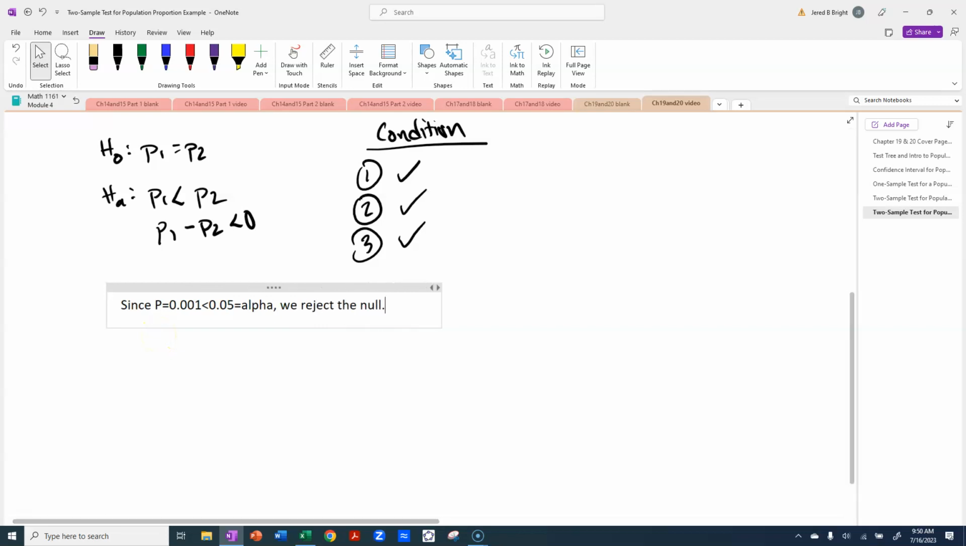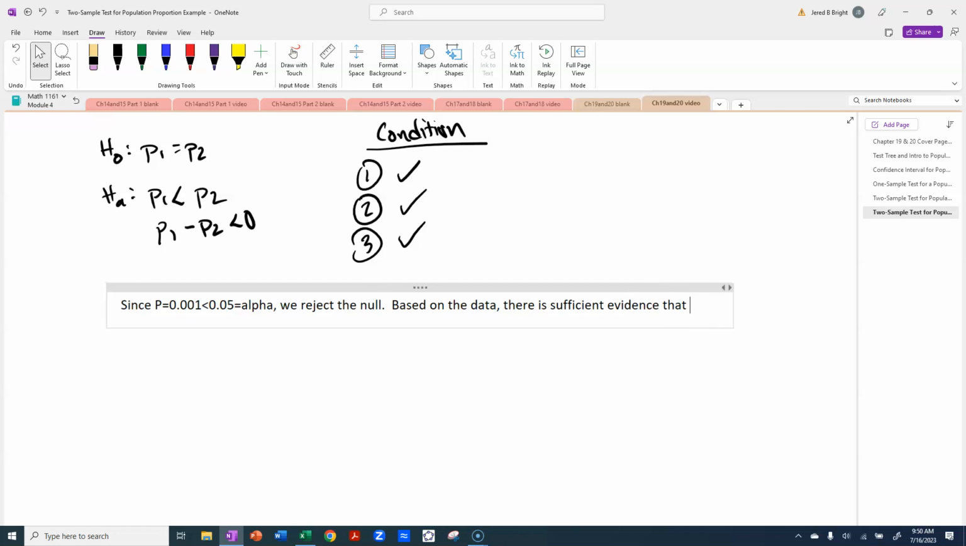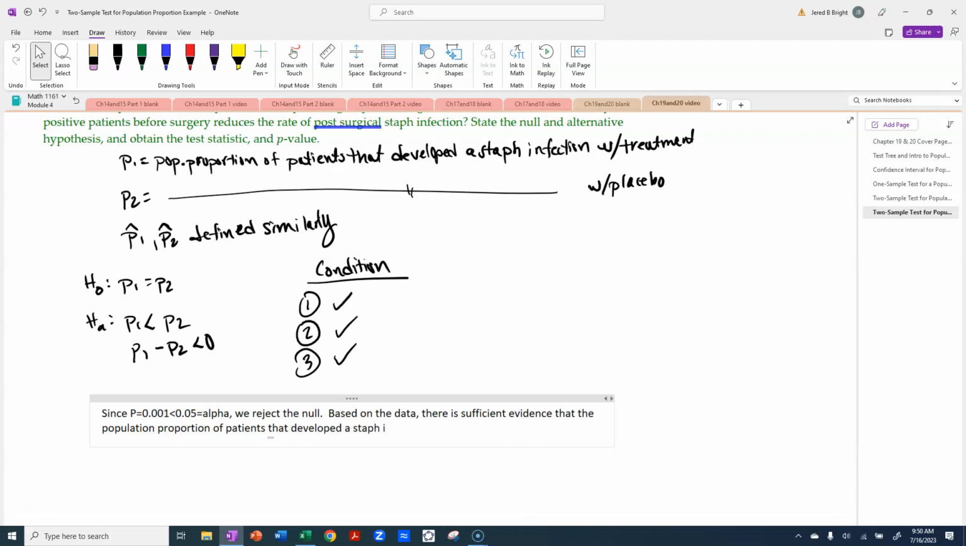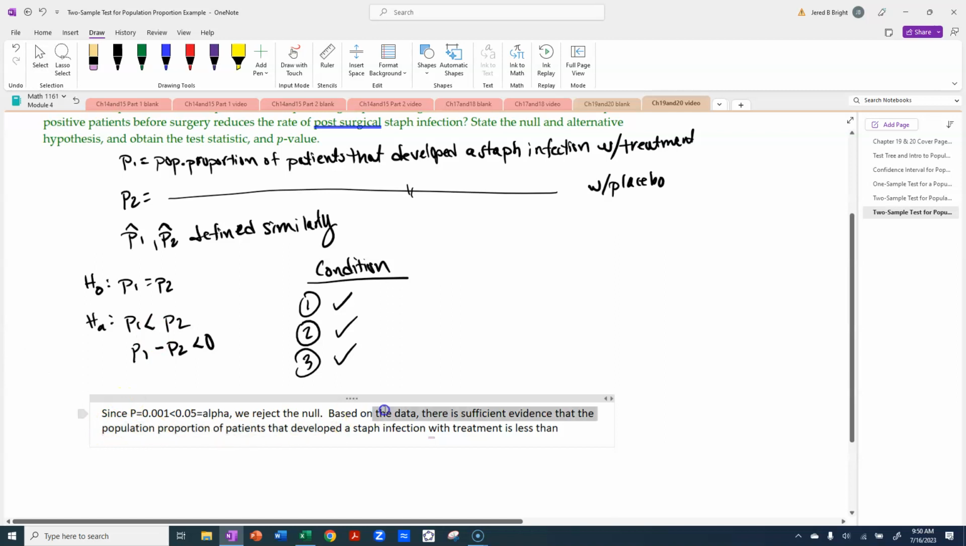We reject the null, and then we say, based on the data, there is sufficient evidence that, and now I need to use my good language, that the population proportion of patients that developed a staph infection with treatment is less than the population proportion of patients that develop a staph infection with the placebo. And I have concluded, I found a p-value.